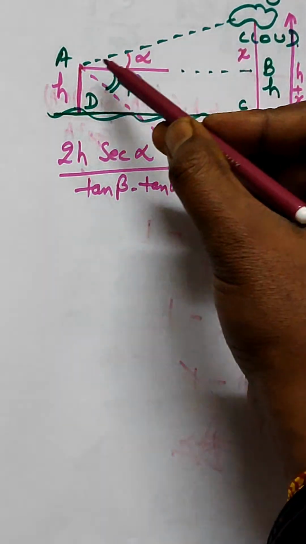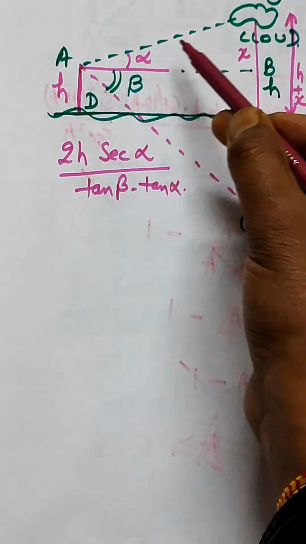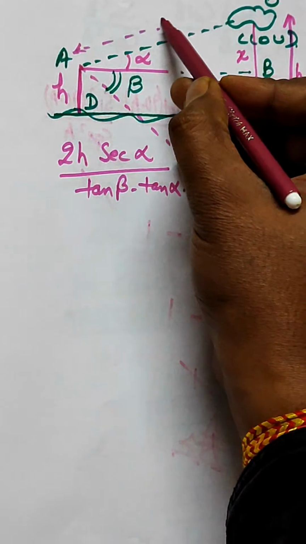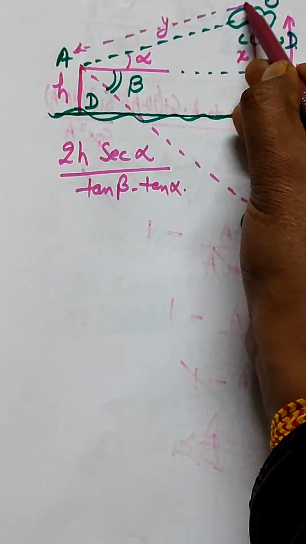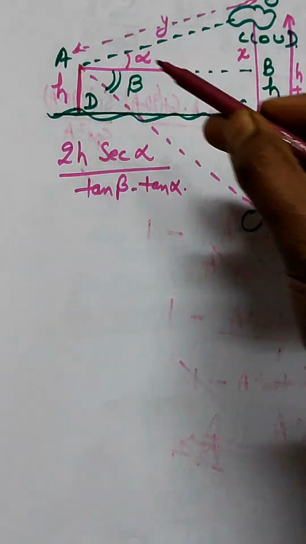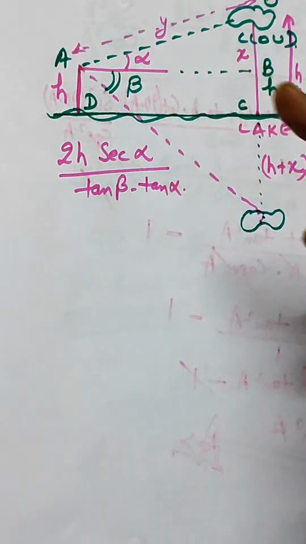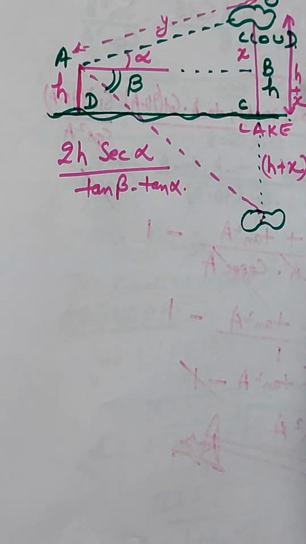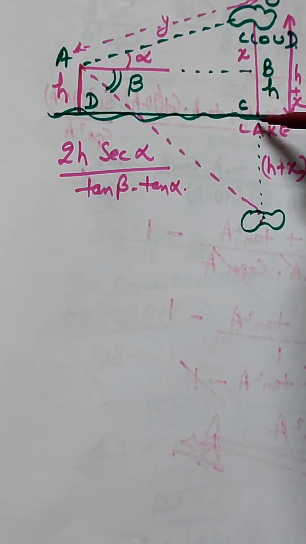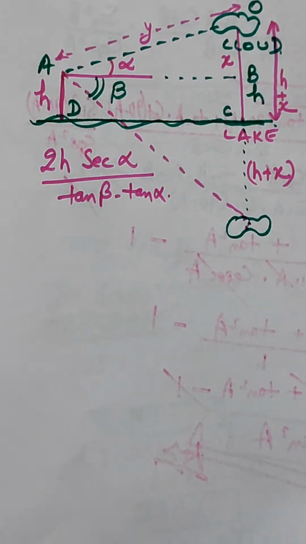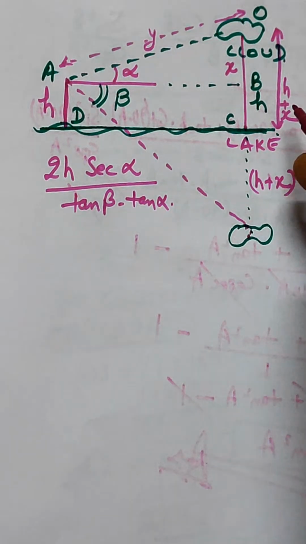So this is the distance. This is a dotted line. You can see directly. So let's say this is y. AO is equal to y. I'm not explaining these things over here, just refer to the diagram. AO is equal to y and consider BO is equal to x. And the distance of the cloud from the lake surface is h plus x. So I have written it over here. You can see here h plus x.